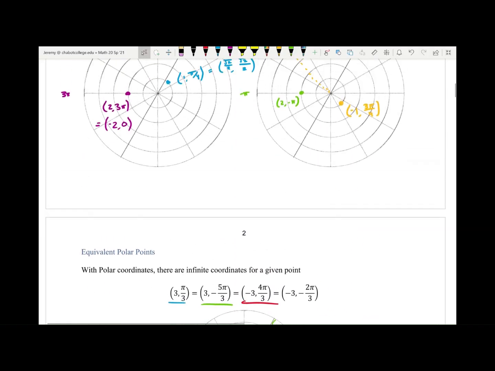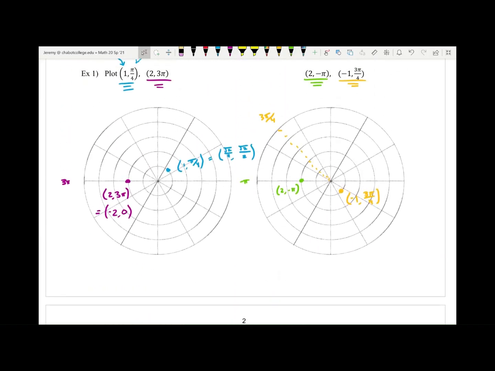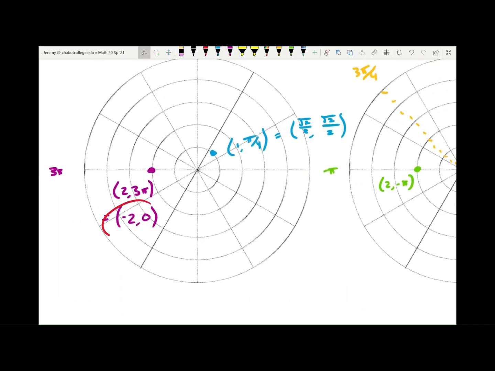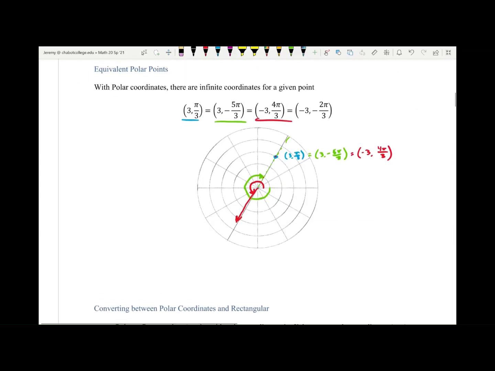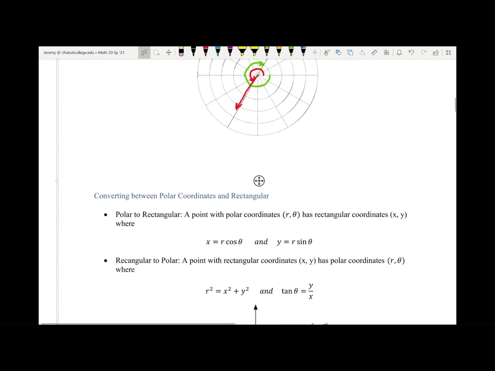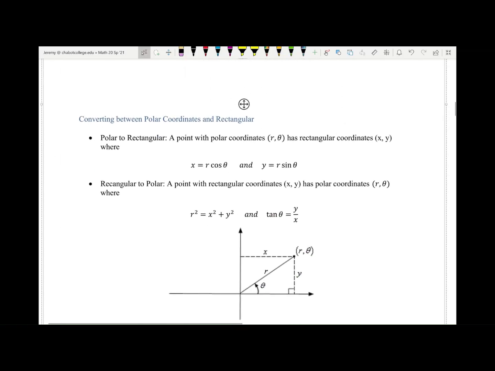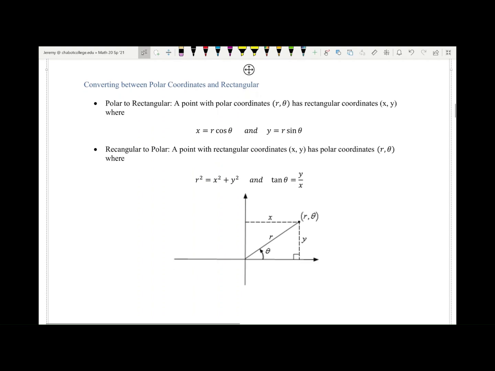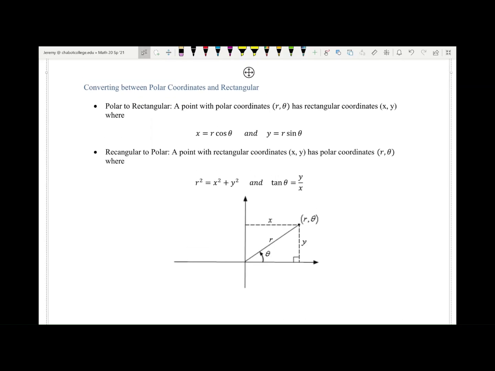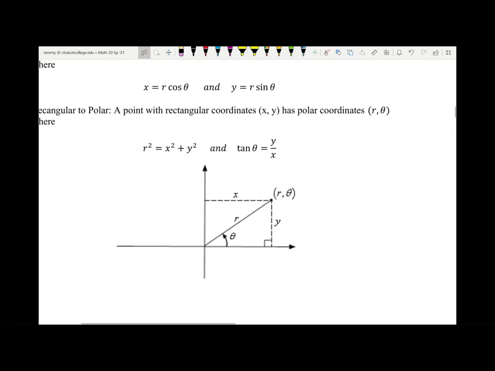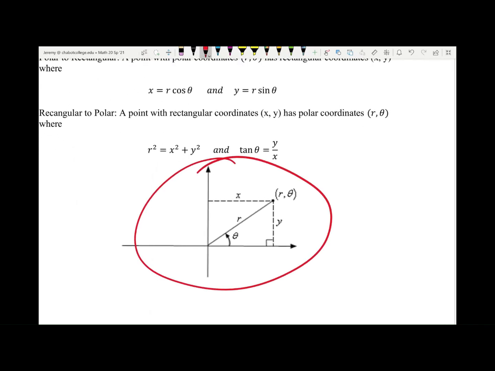All right, so remember back when we were plotting these points, I gave you a couple examples of the rectangular expression and the polar expression of the same ordered pair. But I didn't offer much of an explanation as to how I was getting those. So here are some formulas that are going to help us do that: converting between polar coordinates and rectangular coordinates. So we've got a couple of relations here that are going to help us with this. And I'm going to be referring to this picture here.